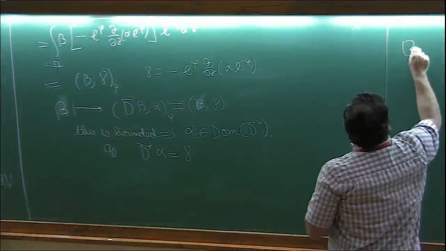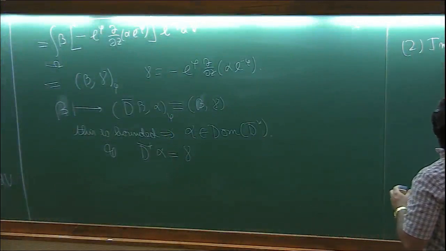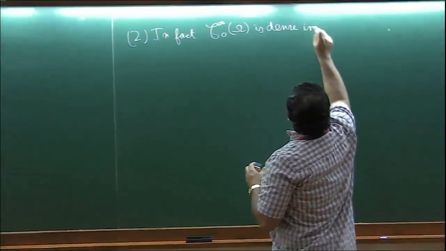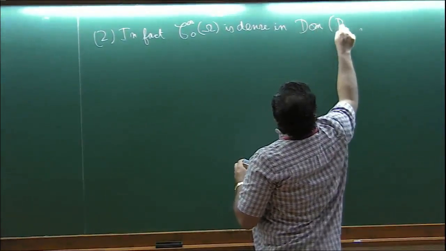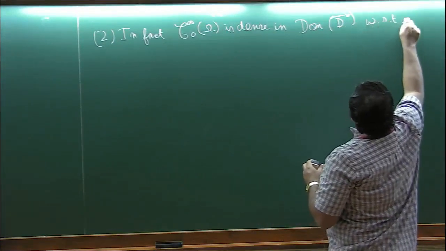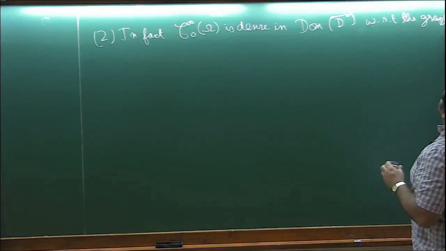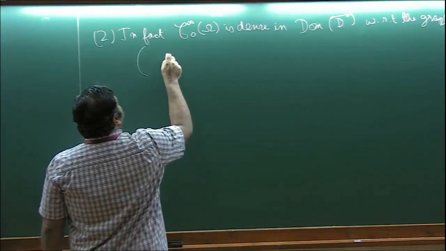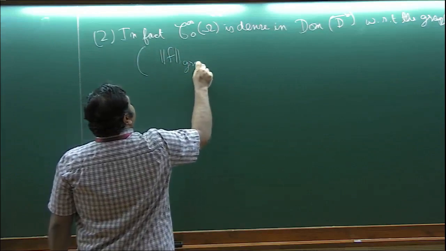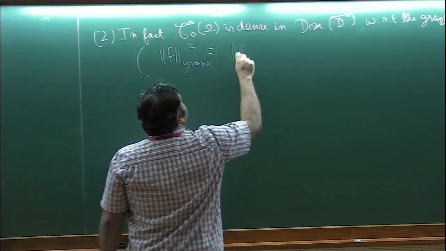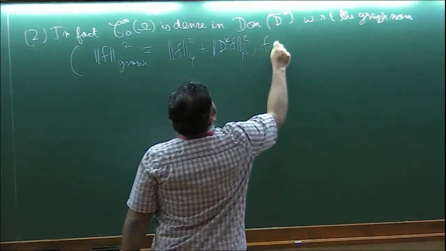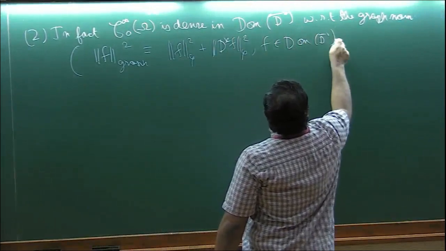Okay. The other thing that we want to say is that, in fact, C infinity with compact support in omega is dense in the domain of D bar star, and now I'll be extremely careful, with respect to the graph norm. So recall what the graph norm was. The graph norm of f is basically the norm of f with respect to phi and the norm of D bar star f with respect to phi, for f in the domain of D bar star.